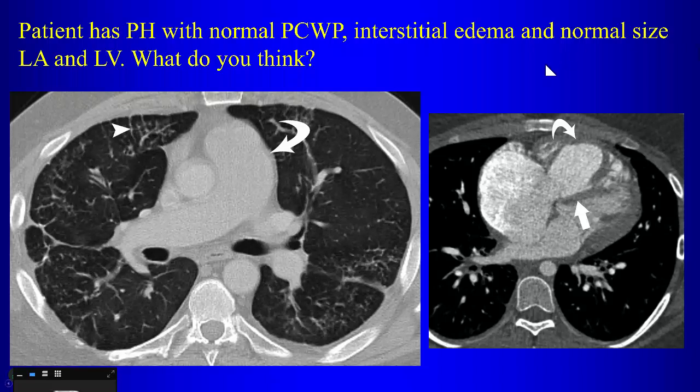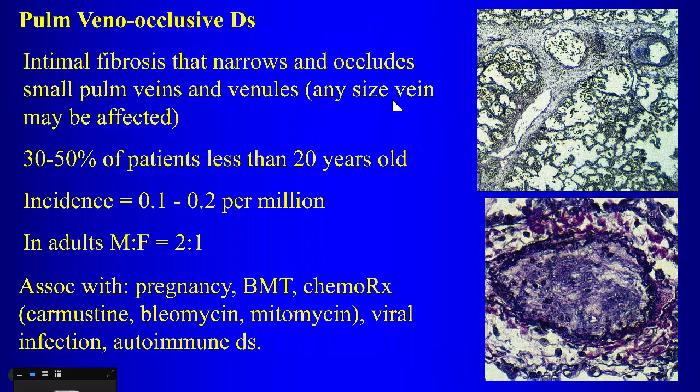So pulmonary veno-occlusive disease can also give you signs of pulmonary venous hypertension, but the pulmonary capillary wedge pressure in those patients will be normal, will not be elevated. Right? So pulmonary veno-occlusive disease, this is from fibrosis of small pulmonary veins, usually in young patients. It can be associated with pregnancy, bone marrow transplant, chemotherapy, viral infection, autoimmune disease.